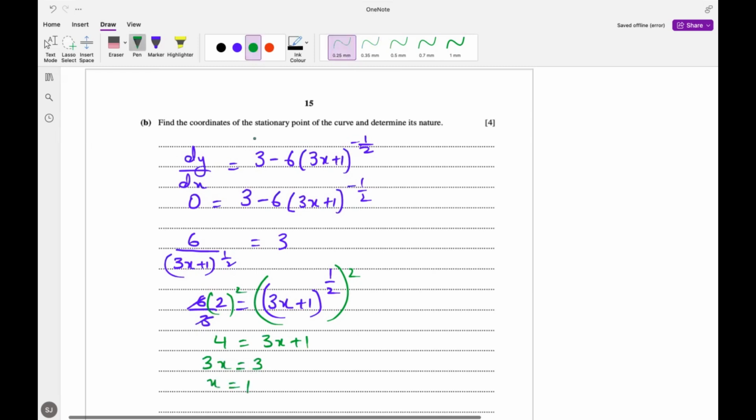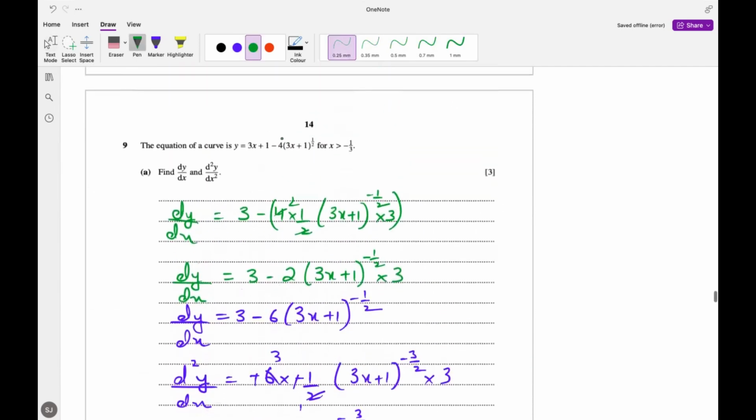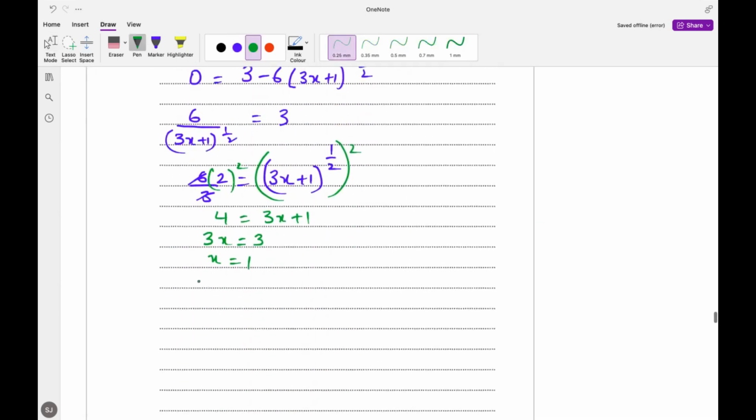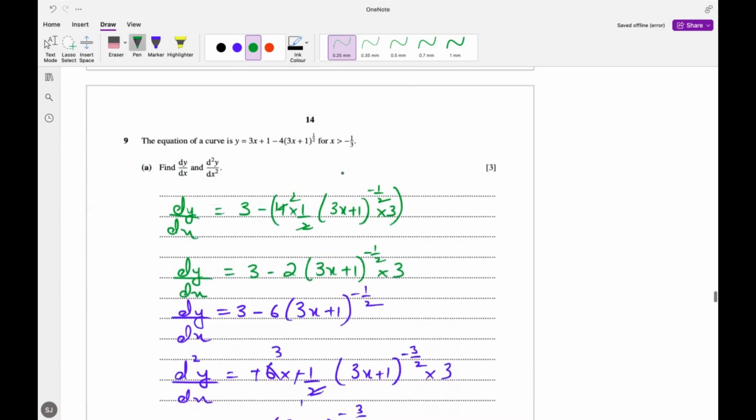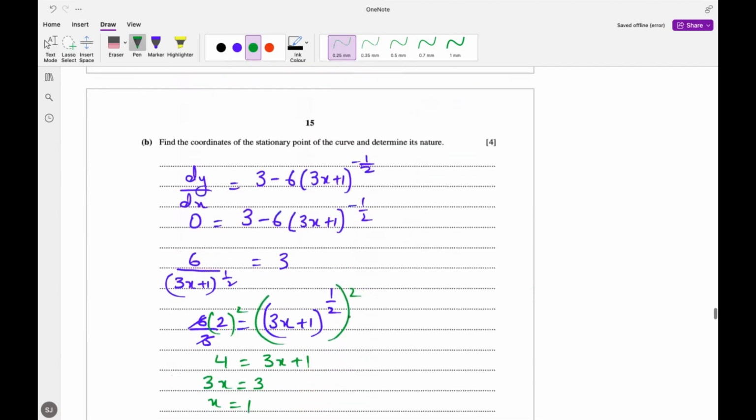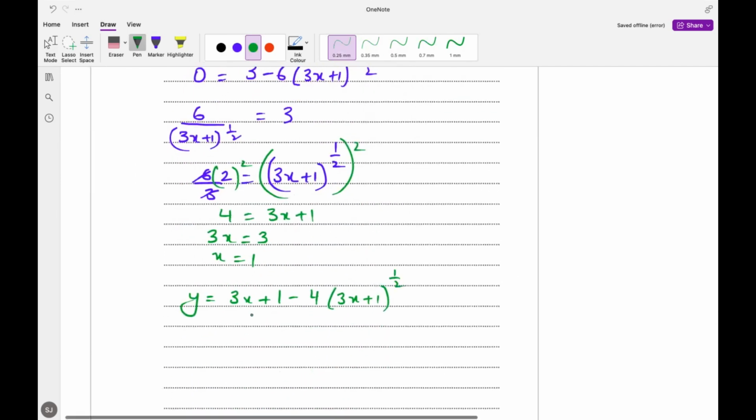Now as we had to find the coordinates, we'll also have to find the y value. The original equation was y equals 3x plus 1 minus 4 into (3x plus 1) to the power 1 upon 2. Substituting x equals 1, we'll get y equals 3 plus 1 minus 4 into square root of (3 plus 1), which is 4. Square root of 4 will be 2. So y will be equal to 4 minus 4 into 2. So the value of y will be 4 minus 8, which is minus 4.